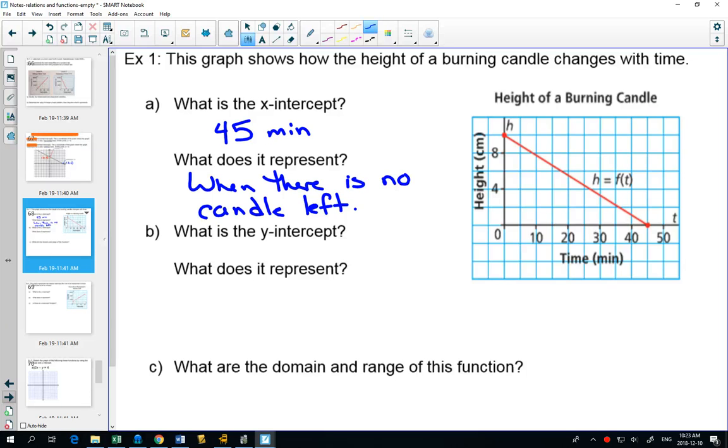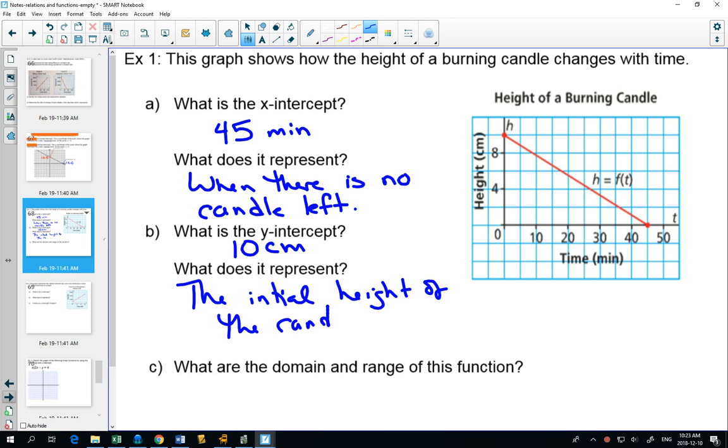What is the y-intercept? 10 centimeters. What does this represent? The initial height of the candle. Before you lit it, it was 10 centimeters tall.